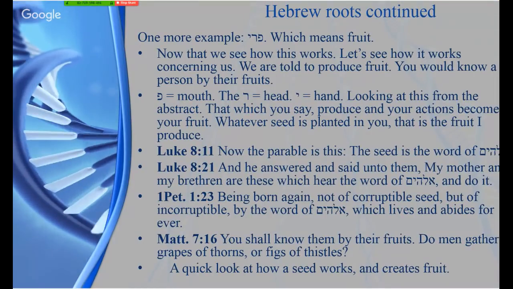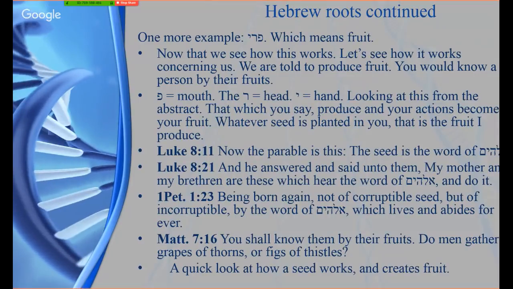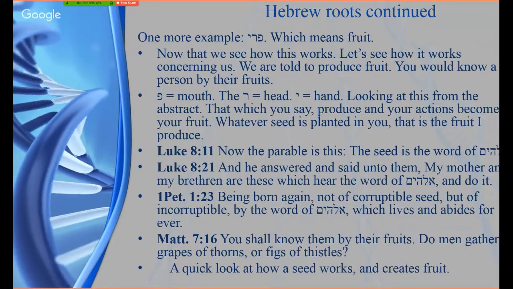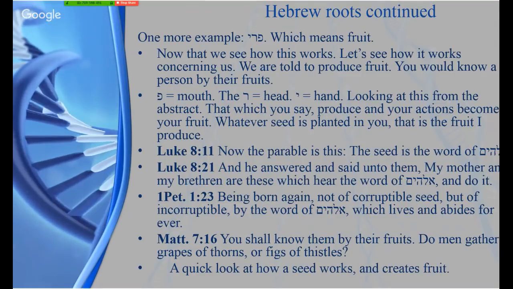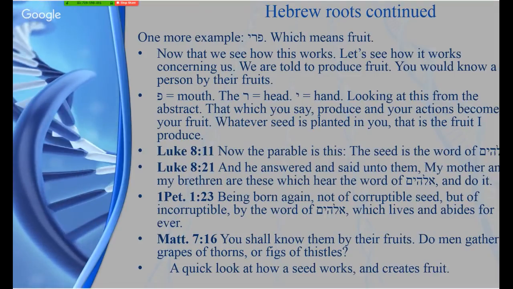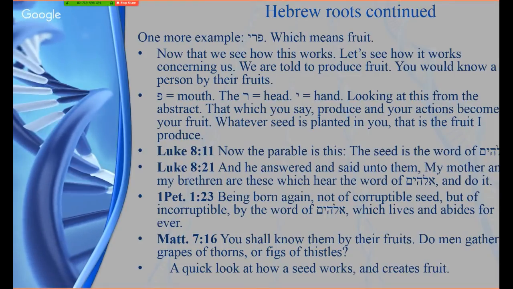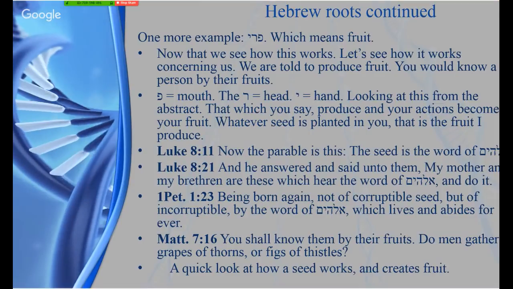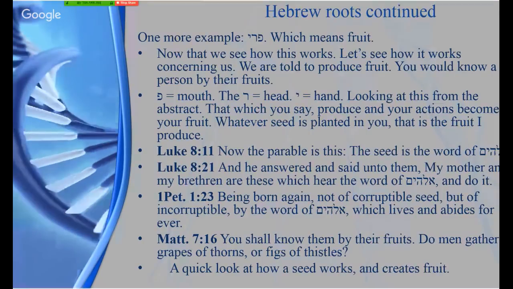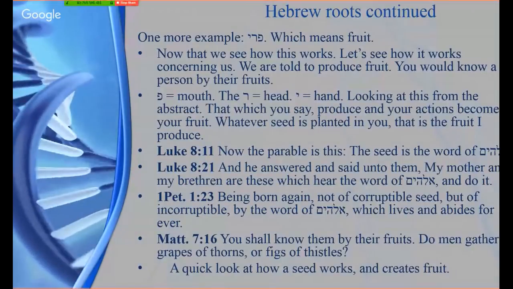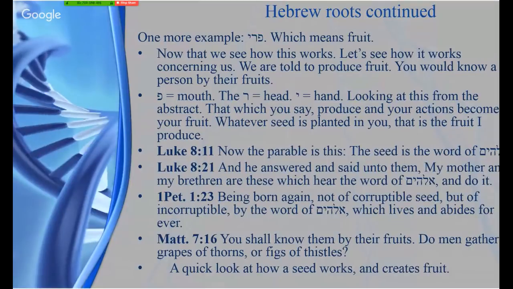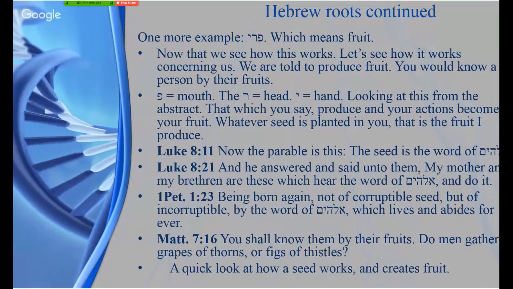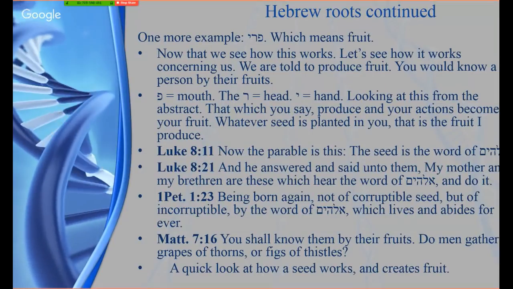Is everyone with me? 1 Peter 1:23 says, being born again, not of corruptible seed, but of incorruptible by the word of Elohim, lives and abides forever, which we talked about earlier. Matthew 7:16 says, you shall know them by their fruit, not by their seed, because you can't see how a seed is, right? Do men gather grapes of thorns or figs or thistles? So I'm going to give you a picture of how a seed works in just a minute.